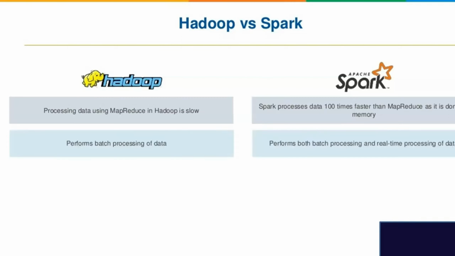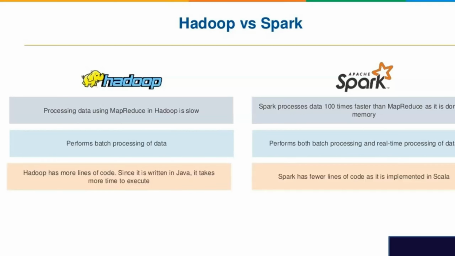Hadoop only performs on batch data. It only has batch processing. For real-time analysis, Hadoop has to use additional integrated APIs like Kinesis and other tools, whereas Apache Spark has its own real-time processing API called Spark Streaming. So Apache Spark processes both batch and real-time data.